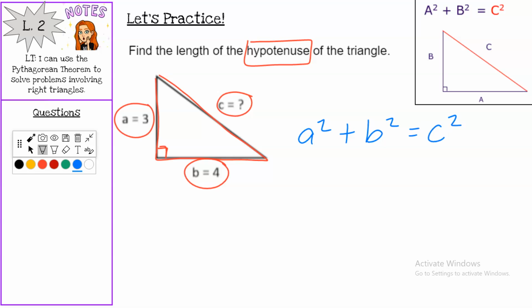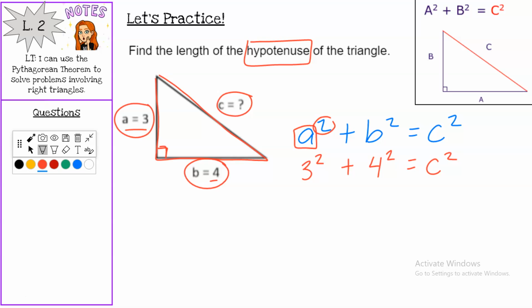Then we're going to replace what we know number-wise. We know a is 3, so instead of putting an a here, I'm going to change that to a 3. And I know b is 4, so instead of putting a b there, I'm going to put 4, equals c squared. But please note that I didn't get rid of the little squares. Those stay.